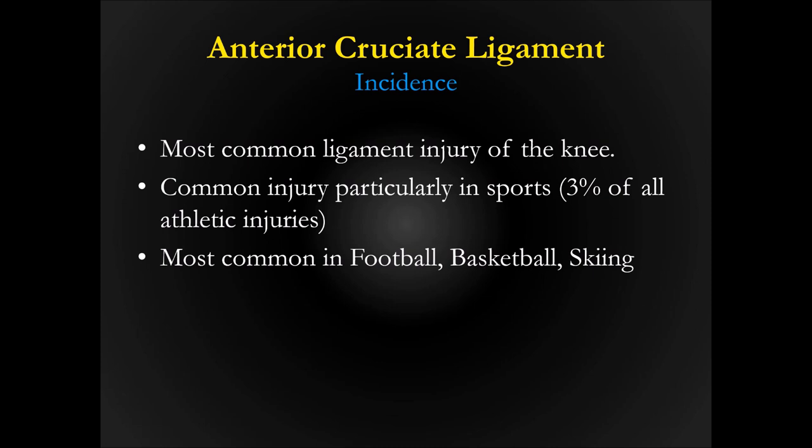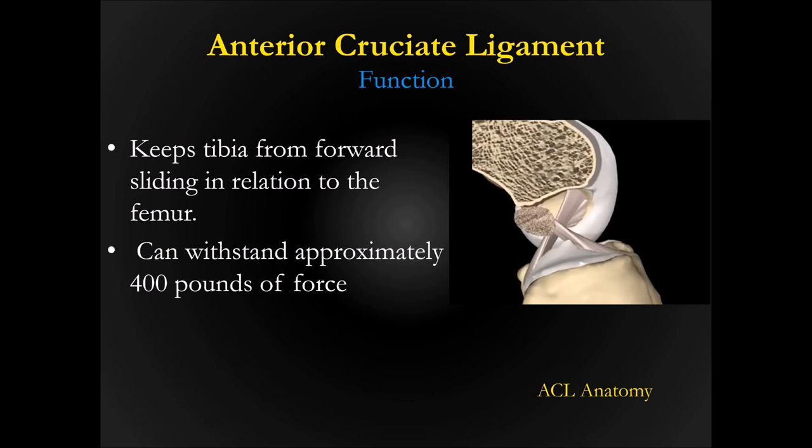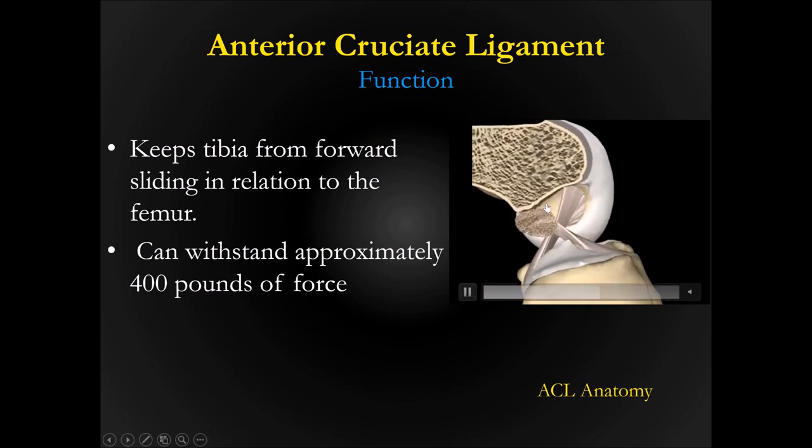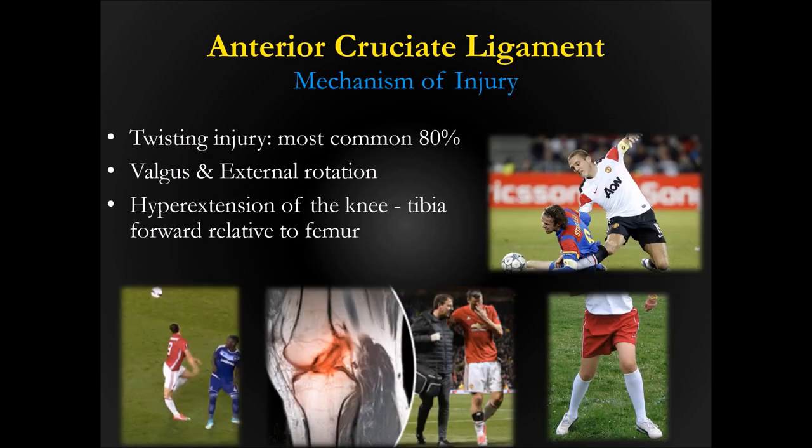But we have no snow in Thailand, right? In some countries that have snow, ski injury is very common. When you ski, your foot is locked on the floor, so your body can twist. That's the mechanism of ACL injury. Your knee is locked and your body twists. It's about 3% of our athletic injury. The function of ACL is to keep the tibial translation from the femur, and it can withstand approximately 400 pounds of force.